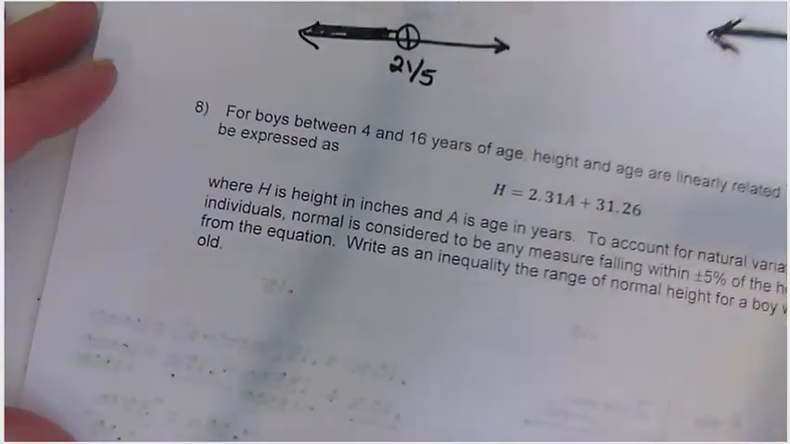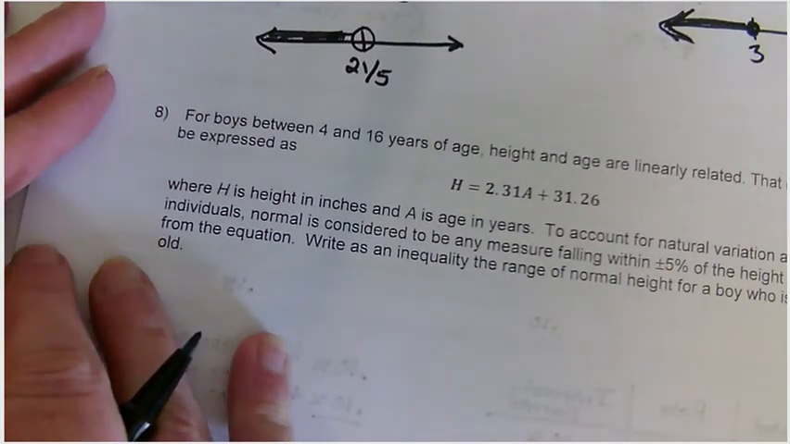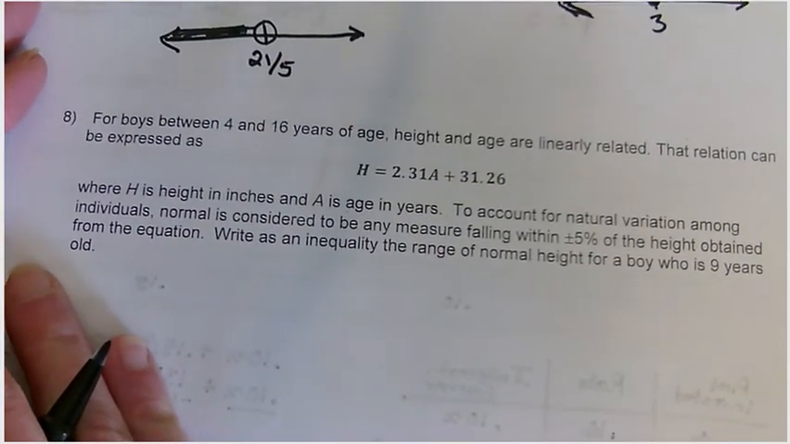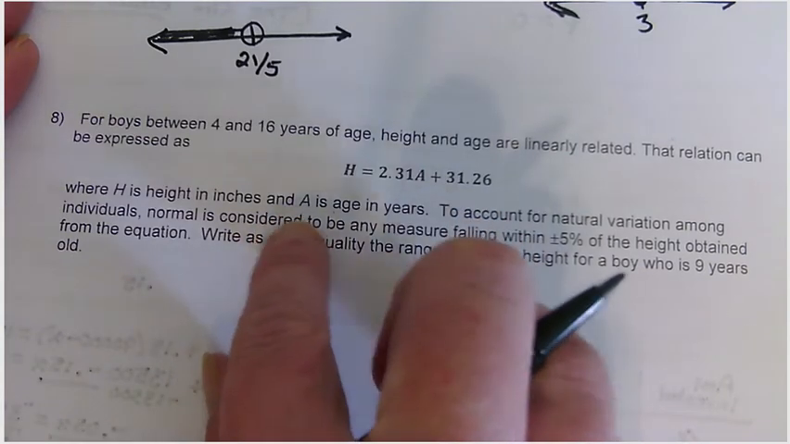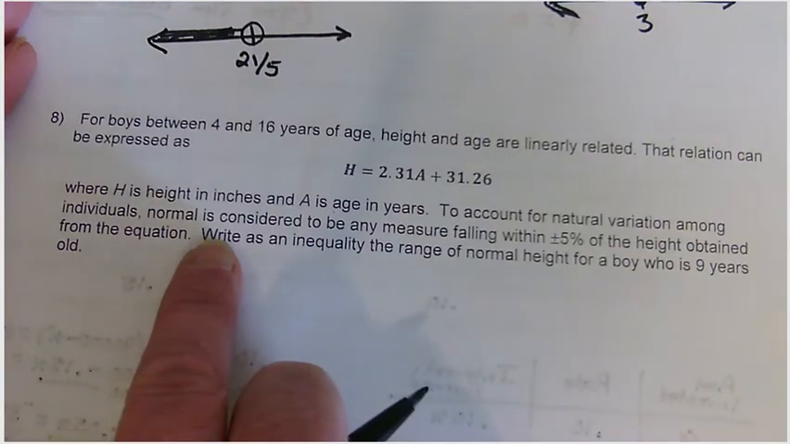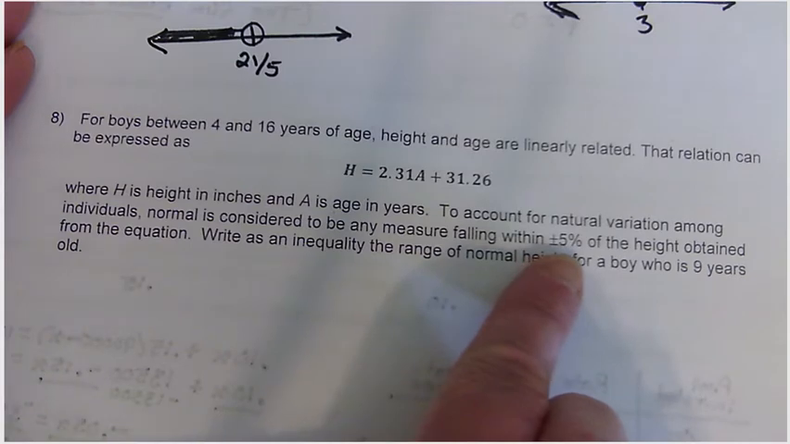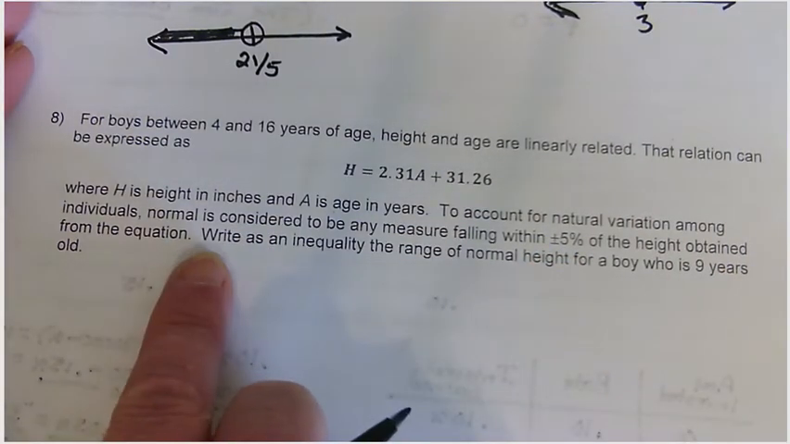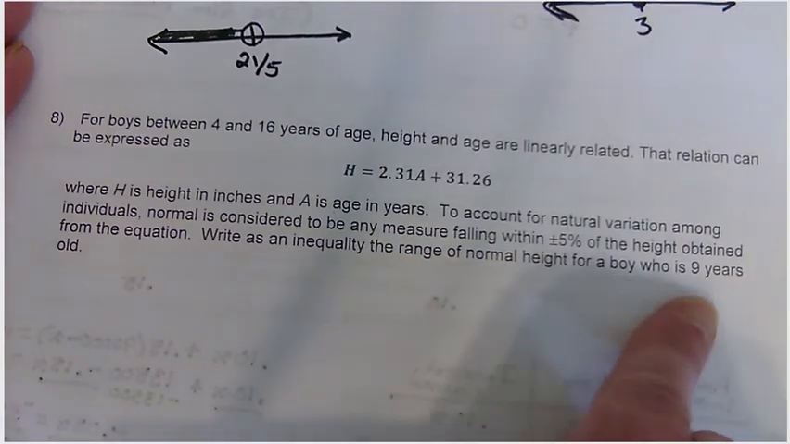Last example for today. For boys aged between 4 and 16, height and age are linearly related. That relation can be expressed with this equation. H is the height, A is the age. To account for natural variation among individuals, normal is considered to be any measure falling within plus or minus 5% of the height obtained from the equation. Write an inequality for the range of normal height for a boy who is 9 years old.